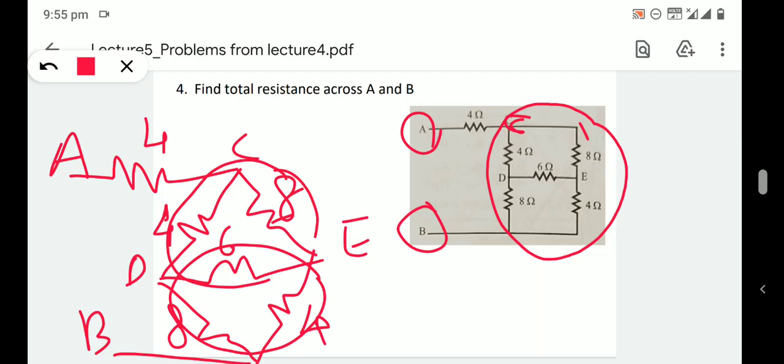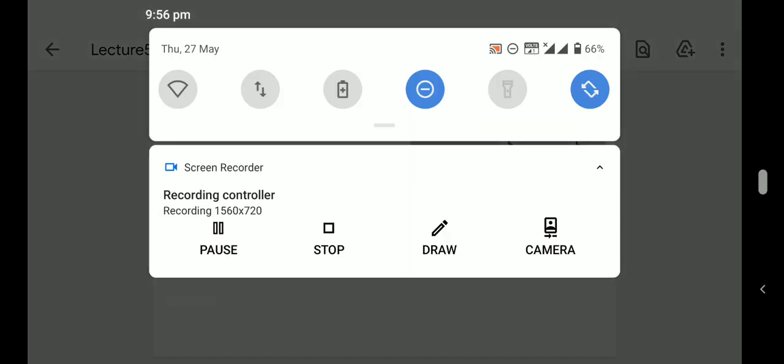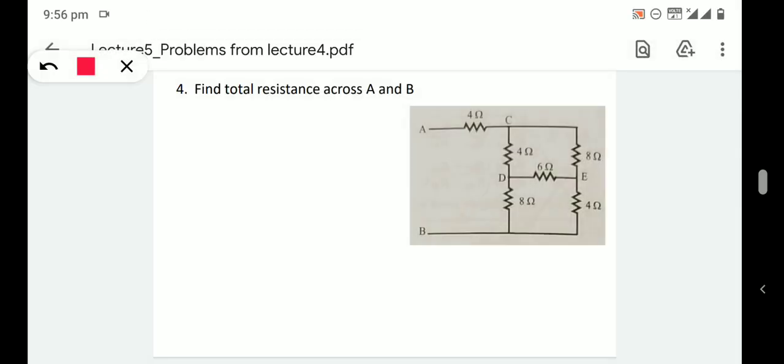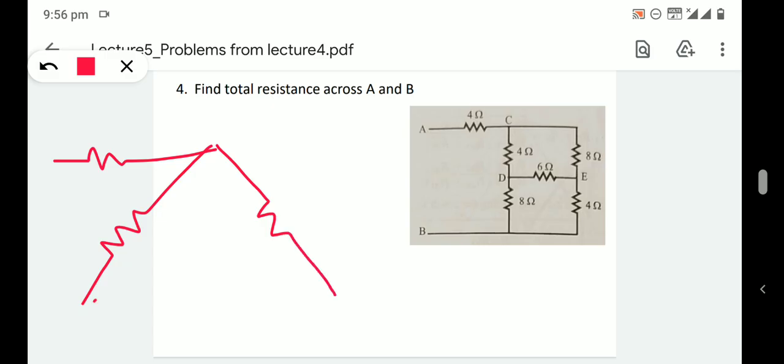So for solving this problem, we need to apply delta to star conversion. Either this delta can be converted to star, or this delta can be converted to star. If we are converting the top delta to star, the circuit becomes, this is 4 ohm, and that delta only I have drawn. This is 4 ohm, this is 8 ohm, and this is 6 ohm.